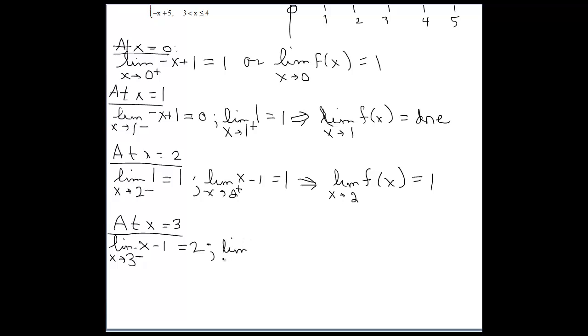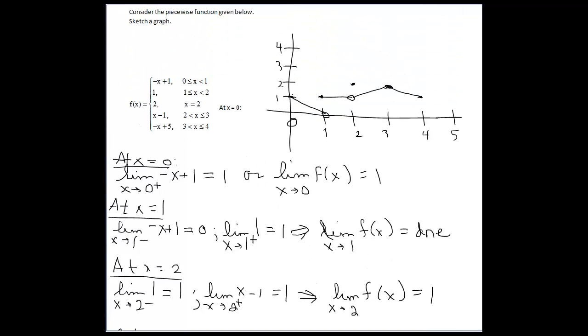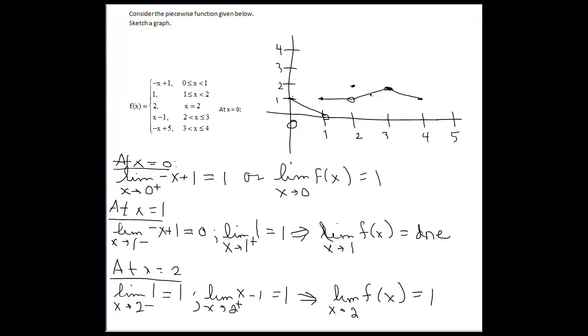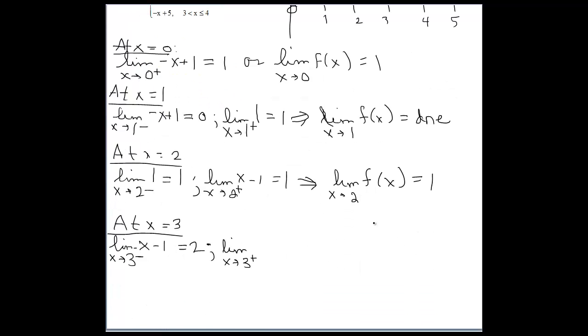Alright, let's look at the right-hand limit. Okay, if I'm approaching 3 from the right, here's 3 from the right. 3 from the right would be between 3 and 4, so we're looking at the last piece. Direct sub in, evaluate at 3, you get 2.